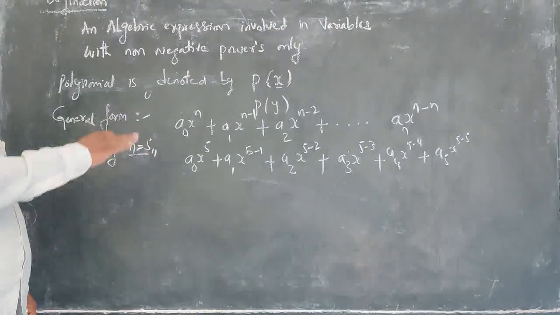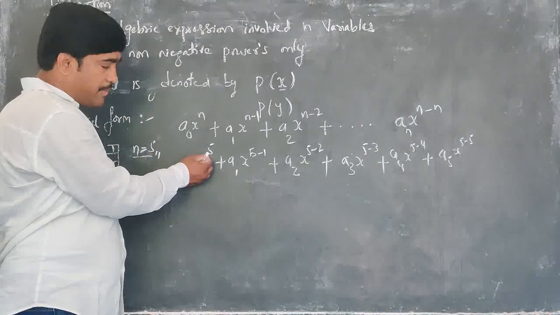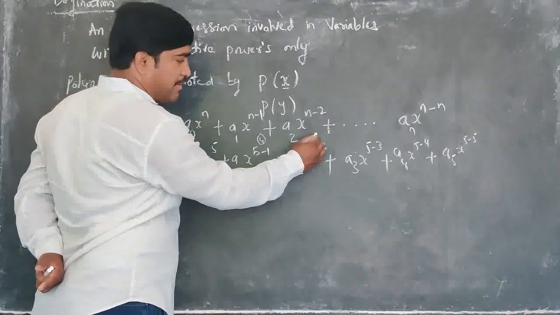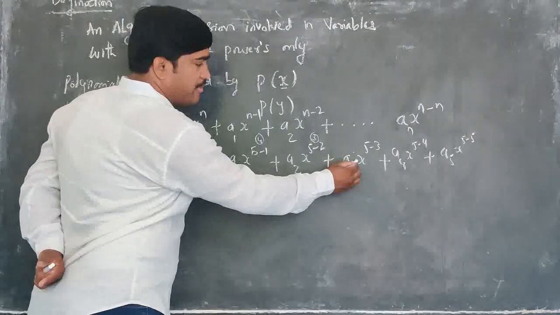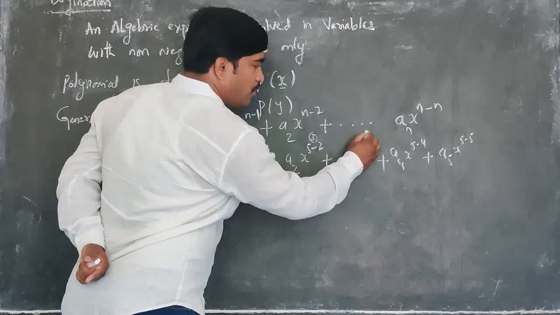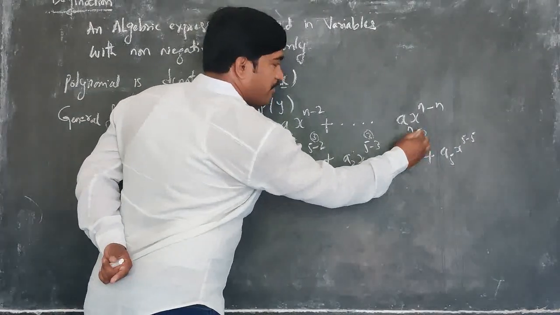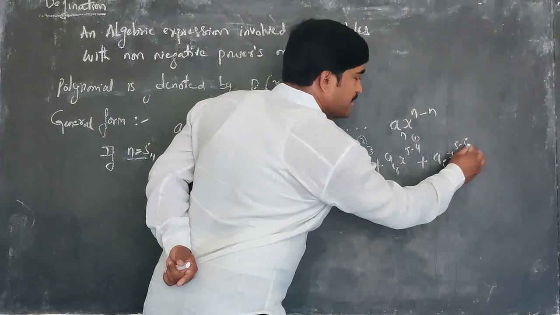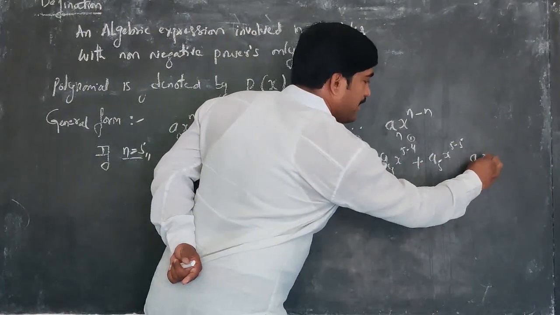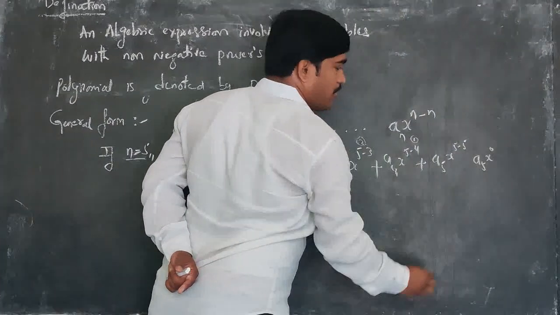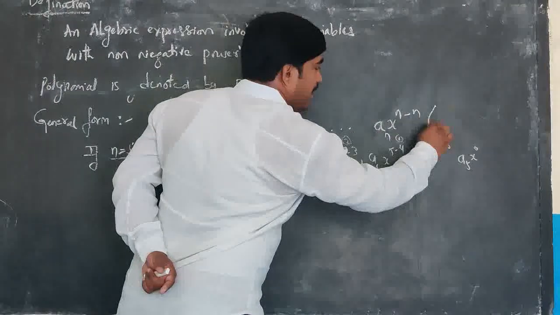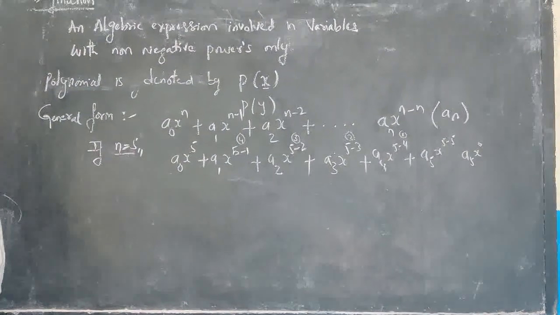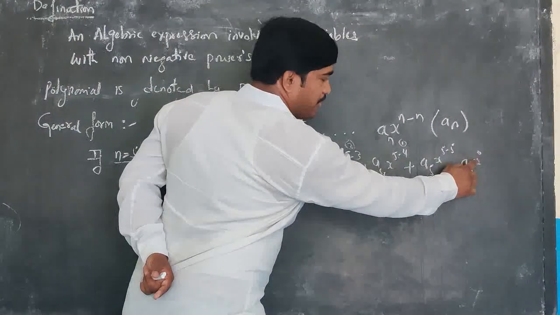Look at the powers. The first power is 5. Now 5 minus 1 is 4, 5 minus 2 is 3, 5 minus 3 is 2, and 5 minus 4 is 1. And 5 minus 5 gives a5 x power 0, or simply we can say the last term is a5, because anything to the power 0 is always 1.